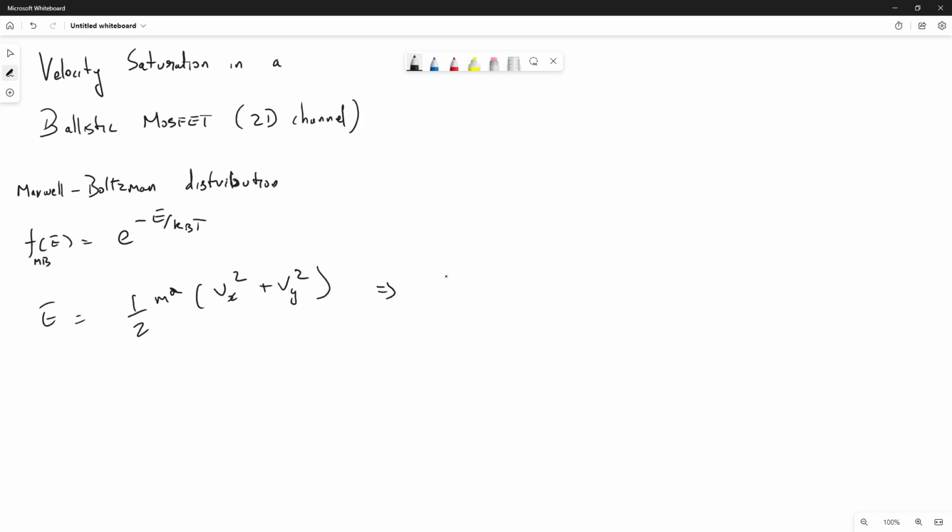Therefore, F_MB of vx, vy can now be written as, of course, there are going to be some constants in this distribution function, but I'm not going to worry about the constants right now. I'm just going to write the quantity e to the power minus (1 by 2 m star divided by kBT) into (vx squared plus vy squared). Is this clear?